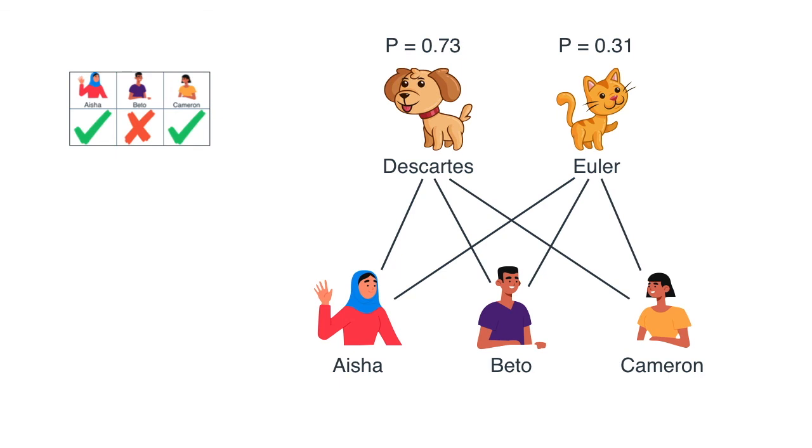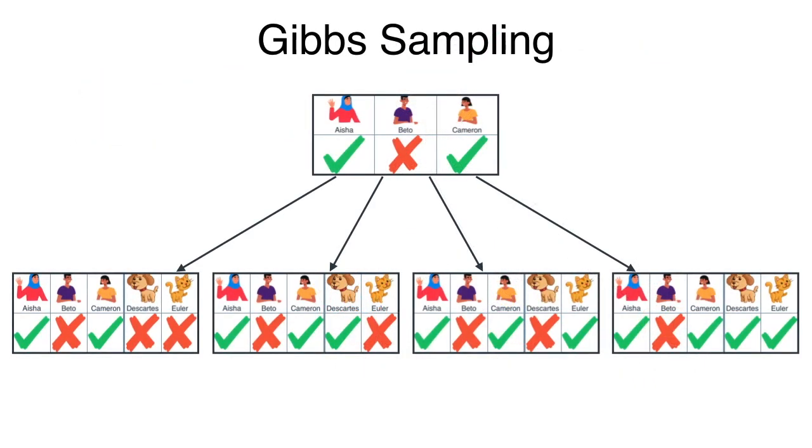So we pick randomly from here with those probabilities. This is like flipping a coin with 73% probability of being heads, and if it hits heads, then we pick Descartes. And the same thing with Euler with a 31% probability of being heads. So let's say that we pick randomly and we get that Descartes did show up and Euler did not show up. So now we get our complete scenario. That's how we managed to pick one out of these four with probabilities given by our RBM. So this is the one we end up picking, where Descartes showed up and Euler didn't.